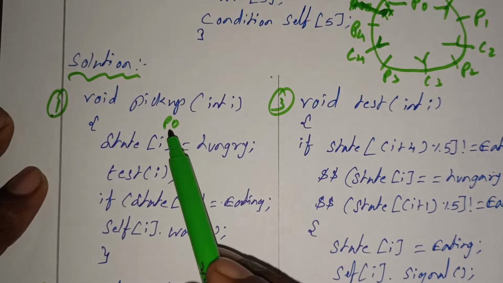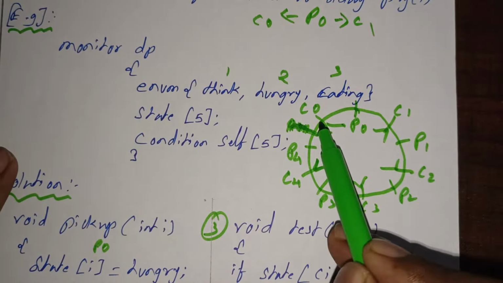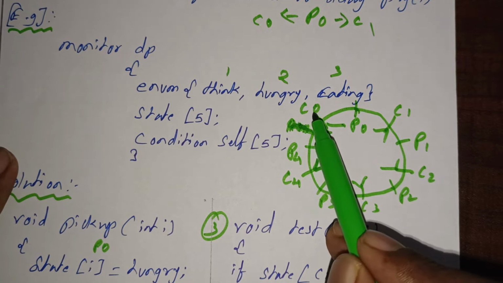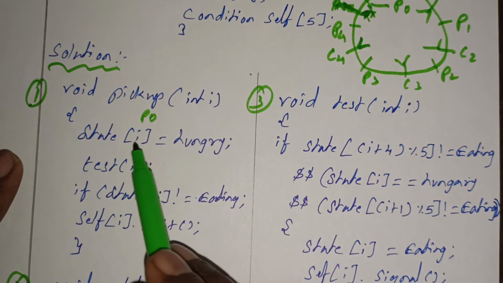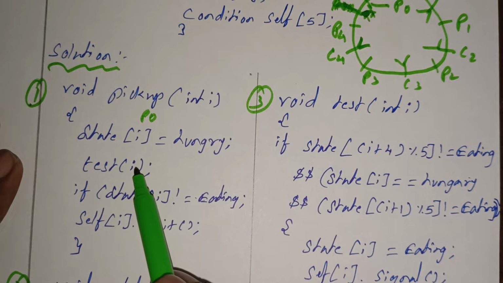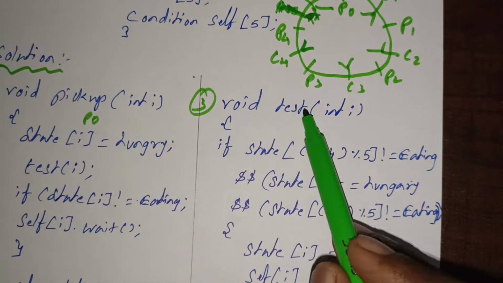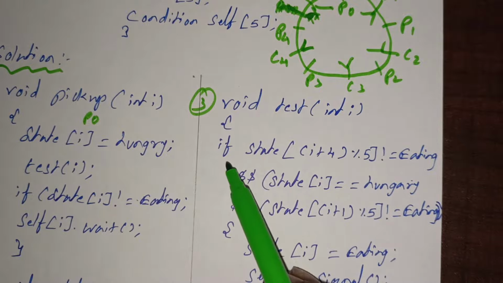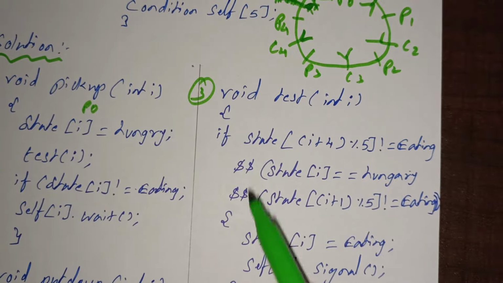I told you already, if P0 is hungry, it will check two things. One is that the left and right sides of this philosopher should not be eating. That means C0 and C1 will be free. So it is going to test now. State of P0 is equal to hungry, then test(i). Now, which two philosophers should not eat? Say, for example, void test(int i). I am going to check this integer value, that is argument i. It is a long if, where a double ampersand, that is a logical AND, has been used, and the condition has to be checked.